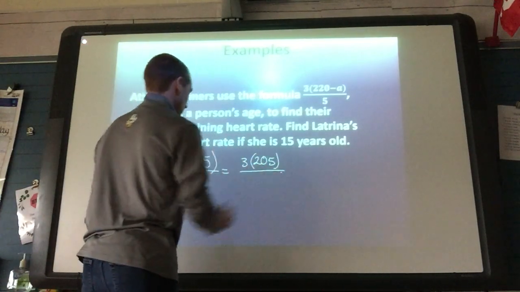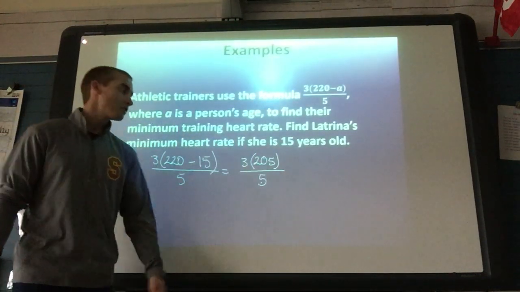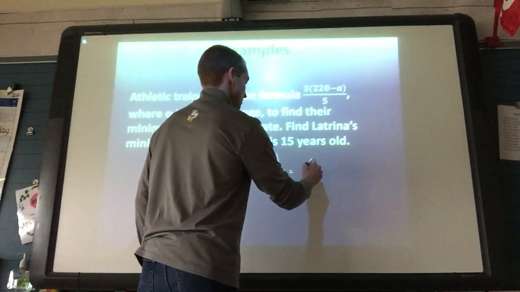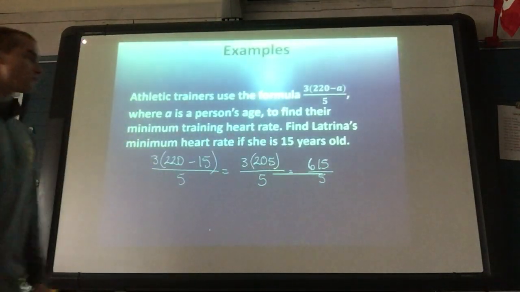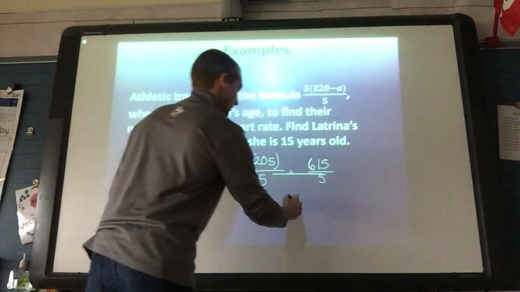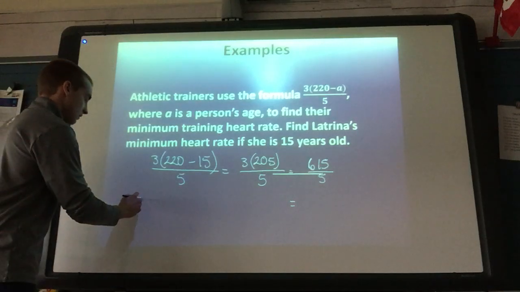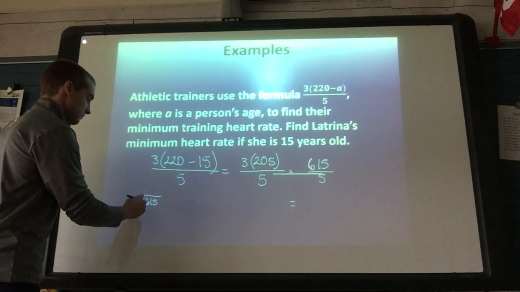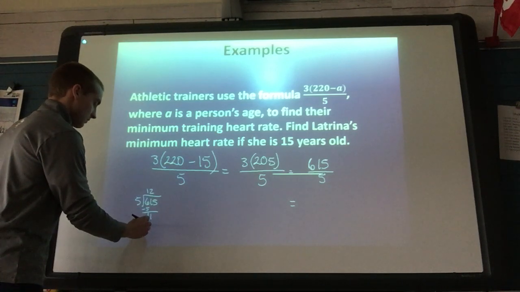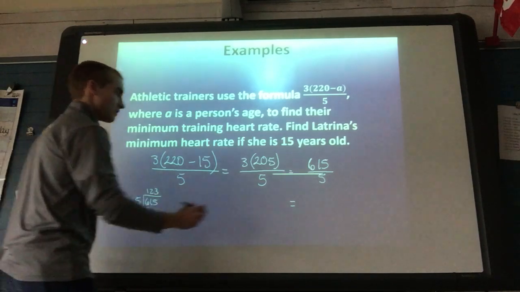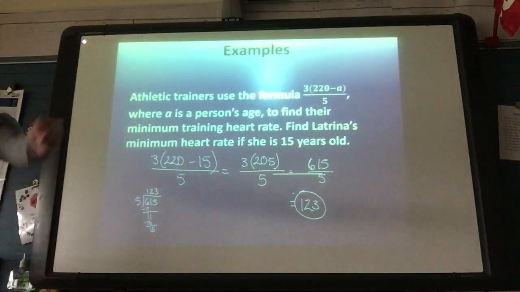205 over 5. Next thing, we need one number on top, not 2. So 3 times 205 is going to be 615 over 5. And then the last thing we can do is 615 divided by 5. And that will give us 123. So her minimum training heart rate is 123.